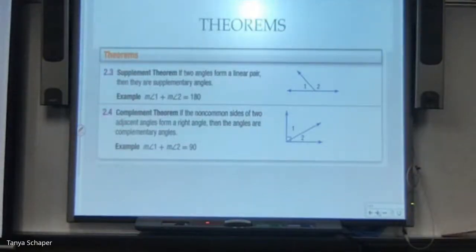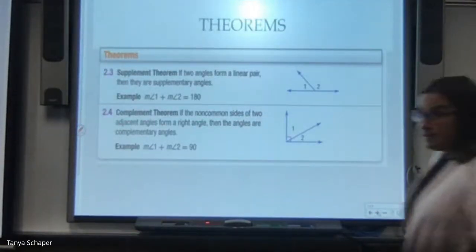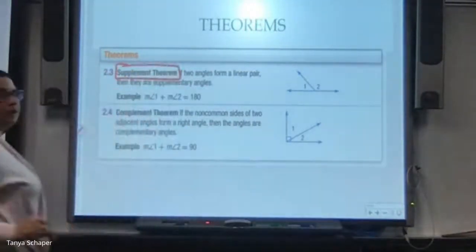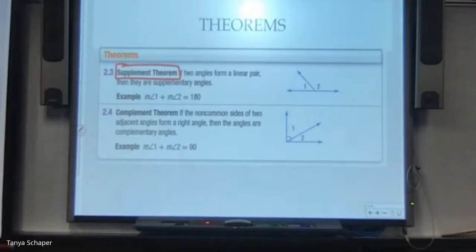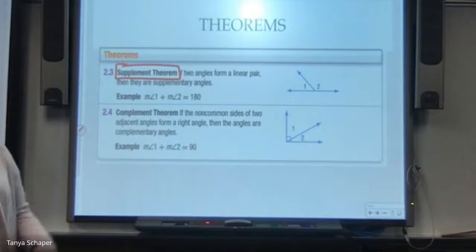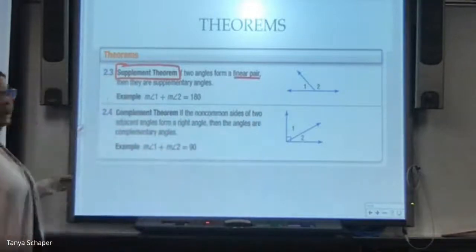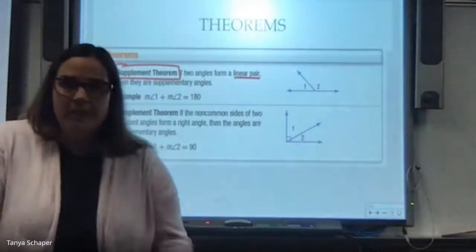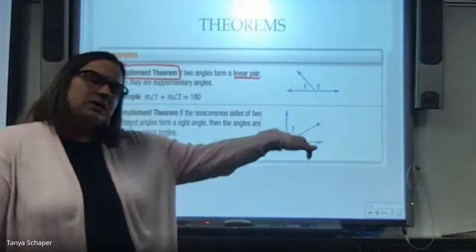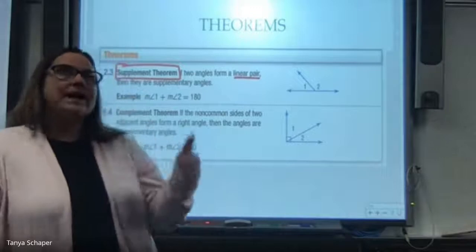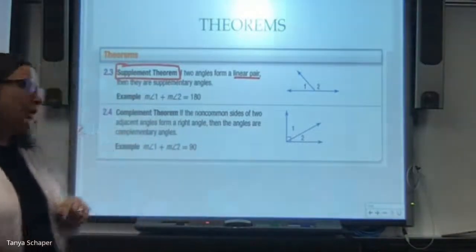So here are a couple of theorems. We have the supplement theorem, and it's building on some vocabulary we had in unit one. If two angles form a linear pair, then they are supplementary angles, which would mean they equal 180 degrees. Form a linear pair, that's vocab from chapter one. And again, we're going to keep using that vocabulary throughout the year. It's not like, oh, chapter one's done, don't need to worry about it. You do, because we're going to keep pulling that back. So be aware of that too.